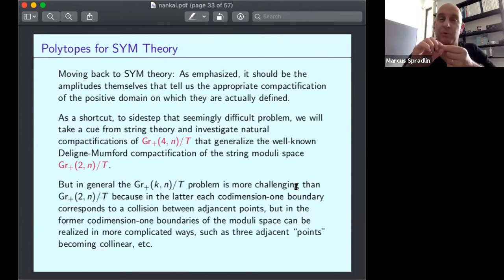You can either have 2 points colliding, or, for example, in Gr(3,n), you can have 3 adjacent points becoming collinear. And that's also a codimension 1 facet, if you will, of the polytope we're trying to construct. And you can have much more complicated configurations as you go to higher k.